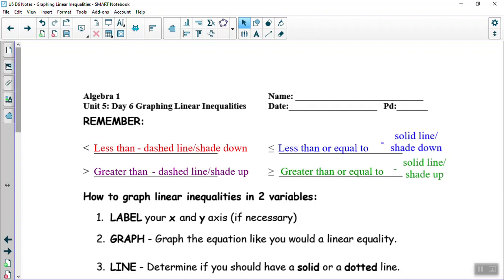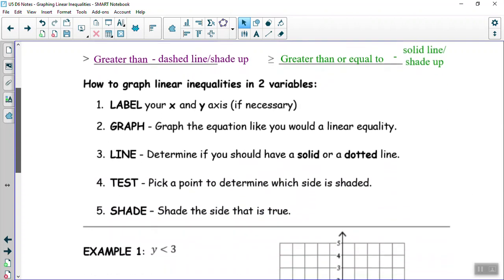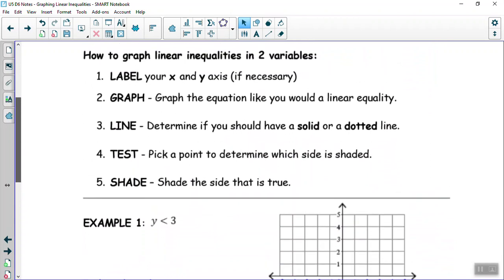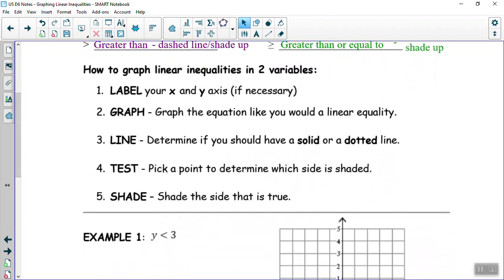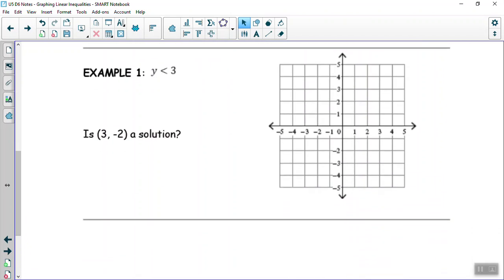All right, so let's take a look at how we do this. All right, so these are just kind of some things to look at. We're going to come down and we're going to go ahead and graph this.